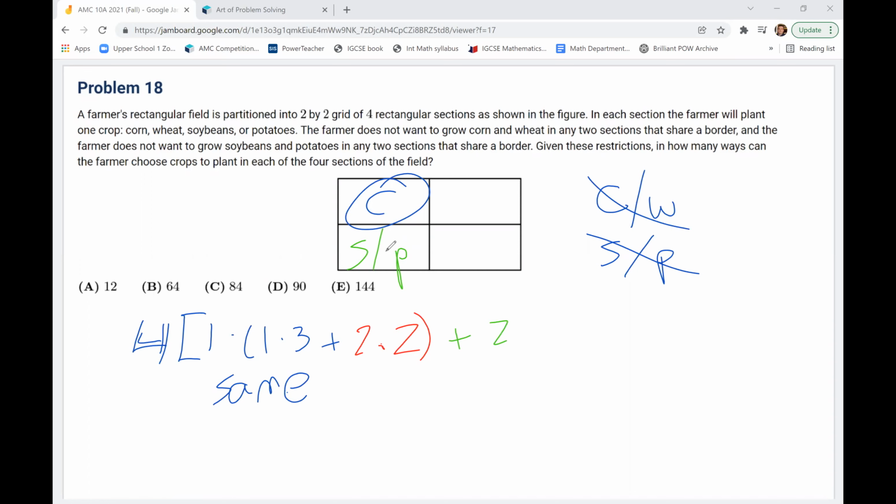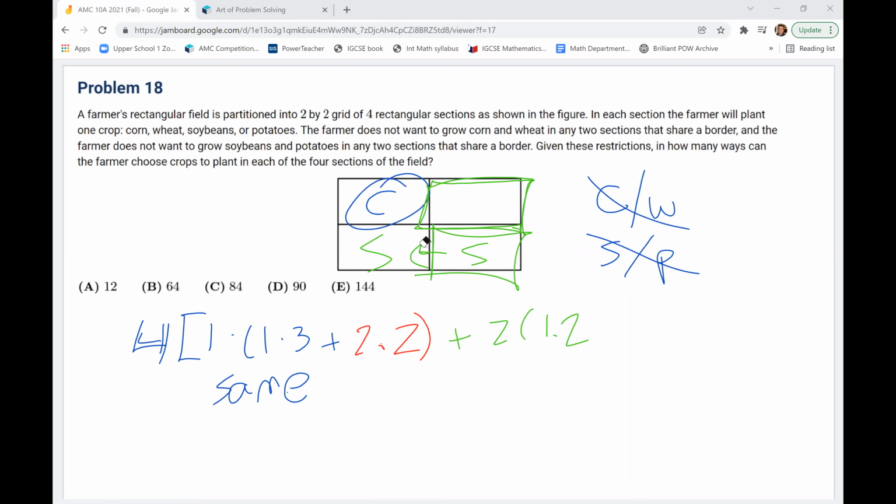Now, let's just say again, without loss of generality, we put soybeans here, right? So again, looking here, this can either be the same as the one before it or different from the one before it. If it's the same, it's going to be soybeans. That's only one possible case. Now, what does that leave for what we can put here? We can't put wheat or potatoes. So that means we can only have two possible choices if we put soybeans there, right?